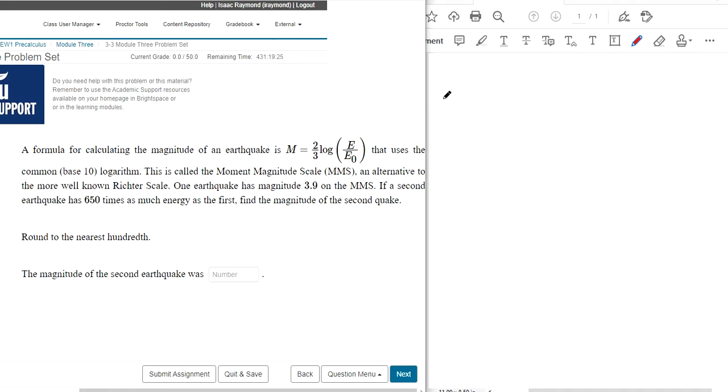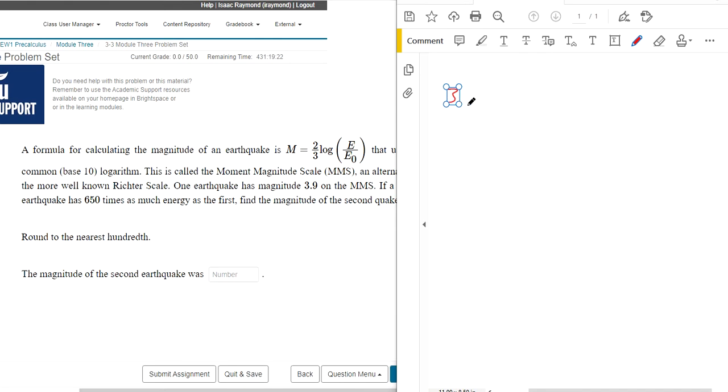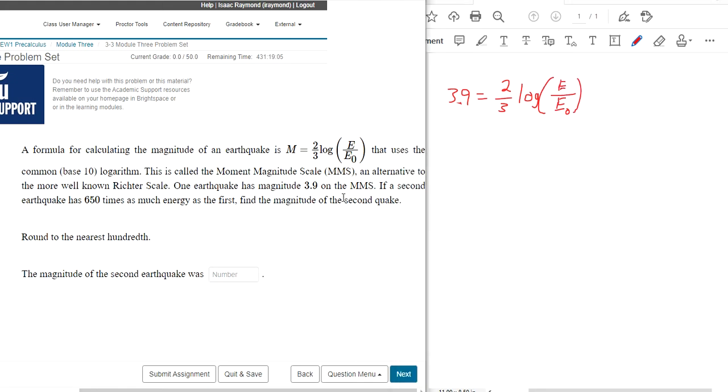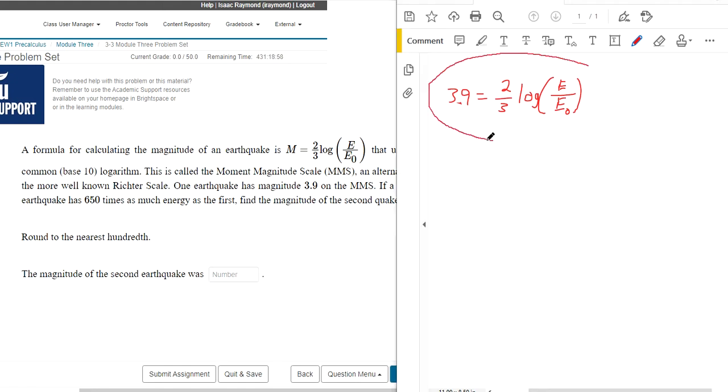So one earthquake has a magnitude of 3.9 on the moment magnitude scale. So we plug 3.9 in for M. And then the key here is actually going to be E. They tell us the second earthquake has 650 times as much energy as the first. So this is an equation that's talking about the first magnitude, right? Because we plugged in 3.9 from the first magnitude. So let's solve this equation for E.